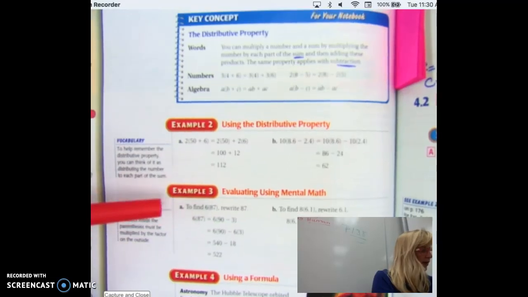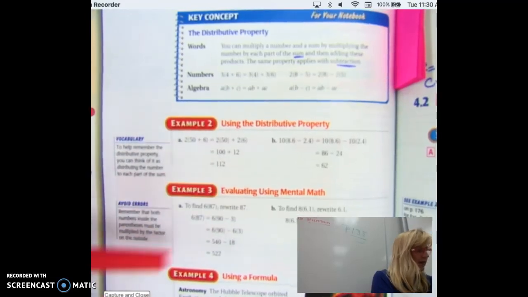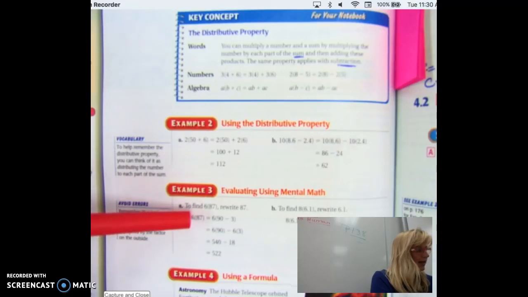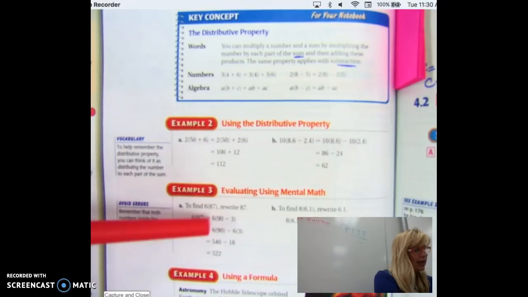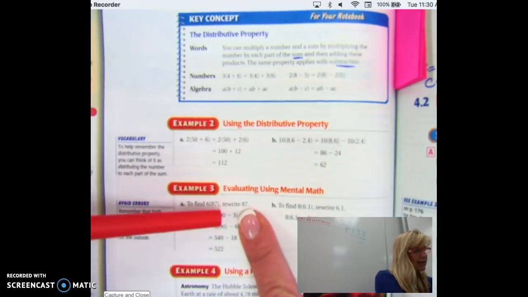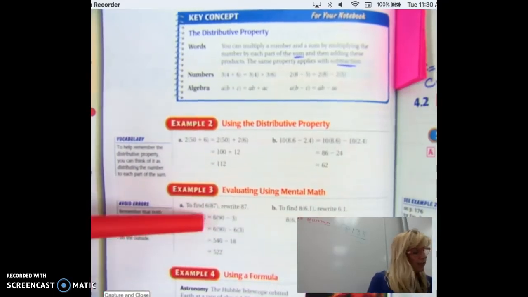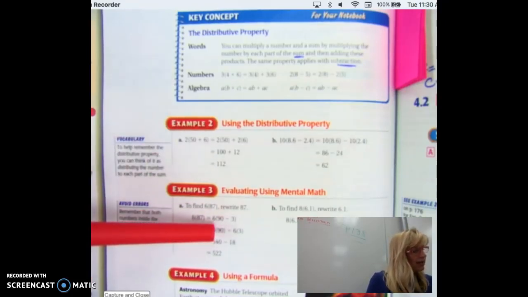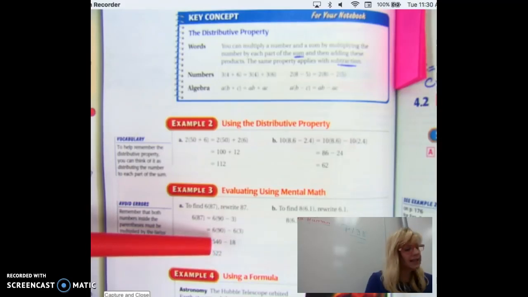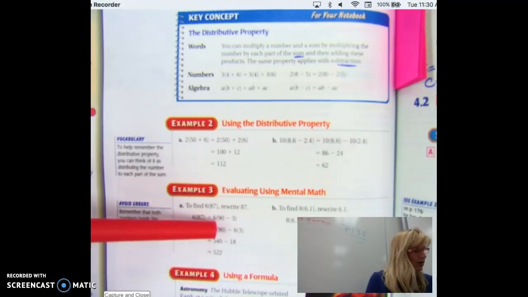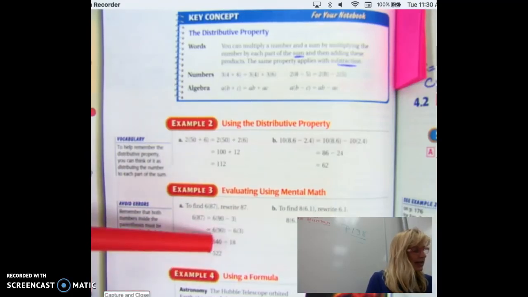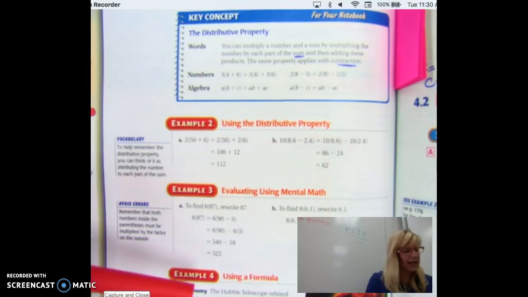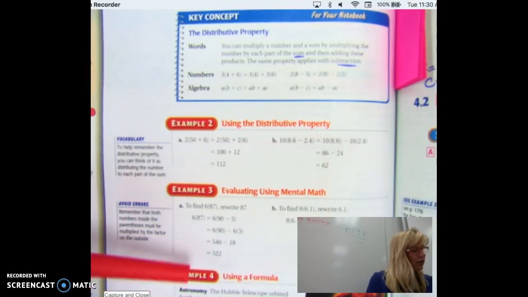You may have a number like 6 times 87. You could write 87 differently and say 6 times (90 minus 3), because notice 90 minus 3 is the same as 87. We haven't changed the amount in parentheses, we've just changed the way we've gotten it. So if you do 6 times 90, that's easy, 540, because you know 6 times 9 is 54. And then you do 6 times 3 is 18, so then you take away 18 from it to equal 522.